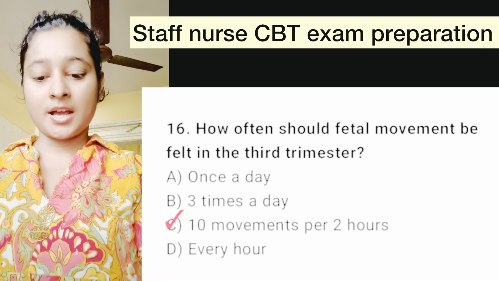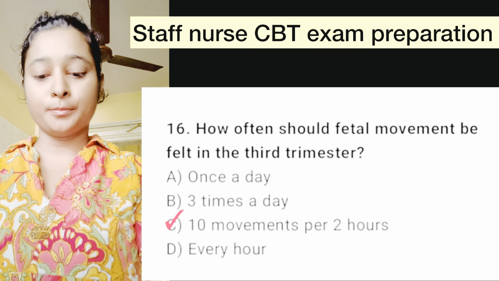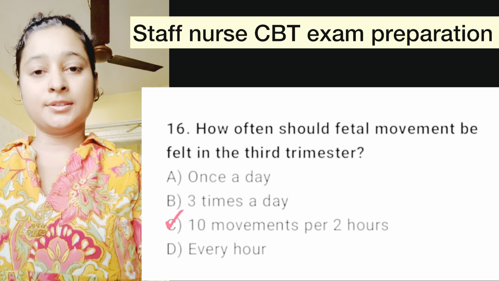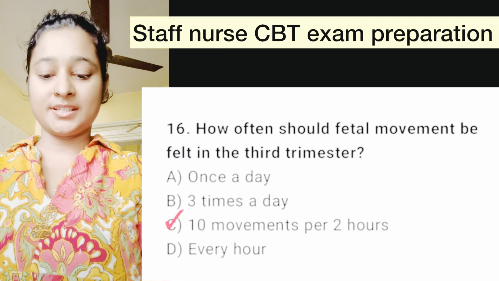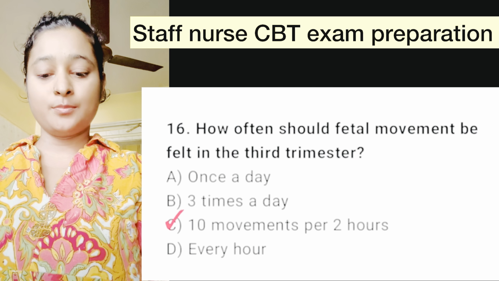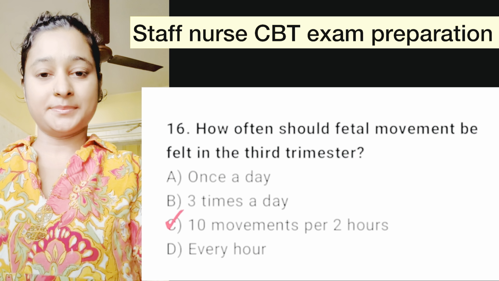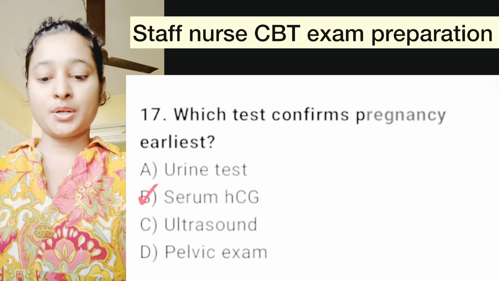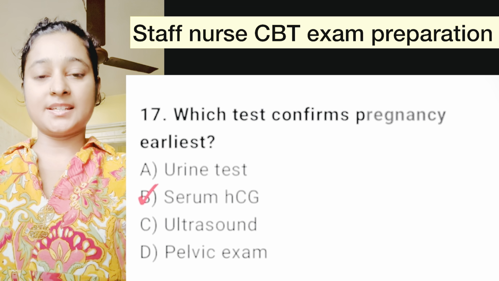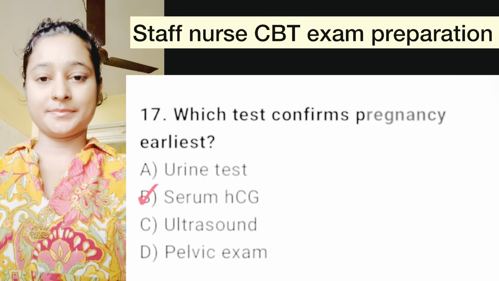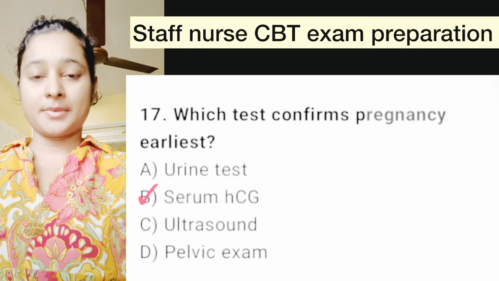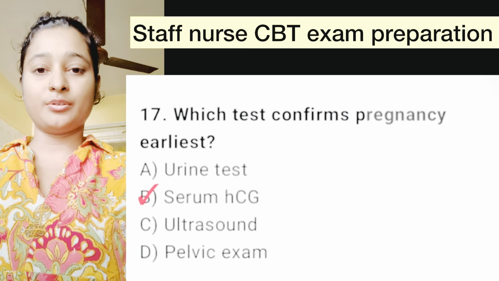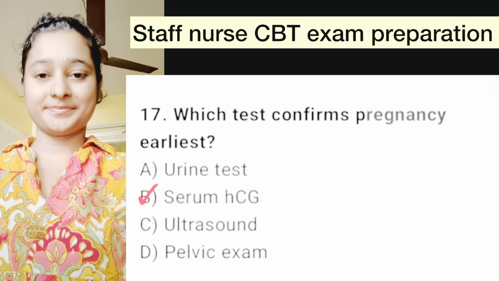Next question. How often should fetal movement be felt in the third trimester? Right option is option C, 10 movements per 2 hours. Next question. Which test confirms pregnancy earliest? Right option is option B, serum HCG, human chorionic gonadotropin hormone.